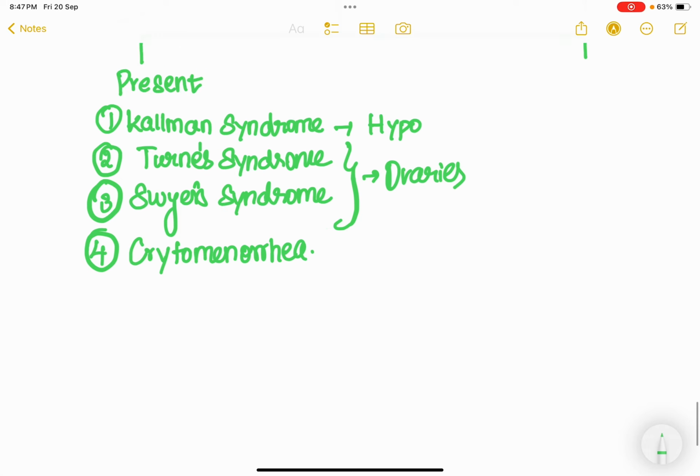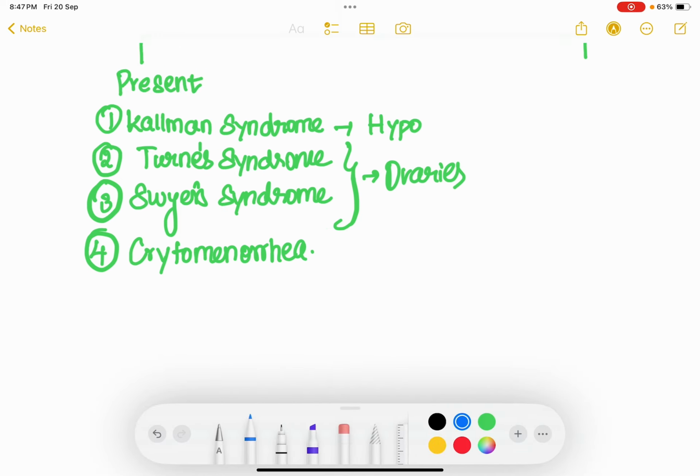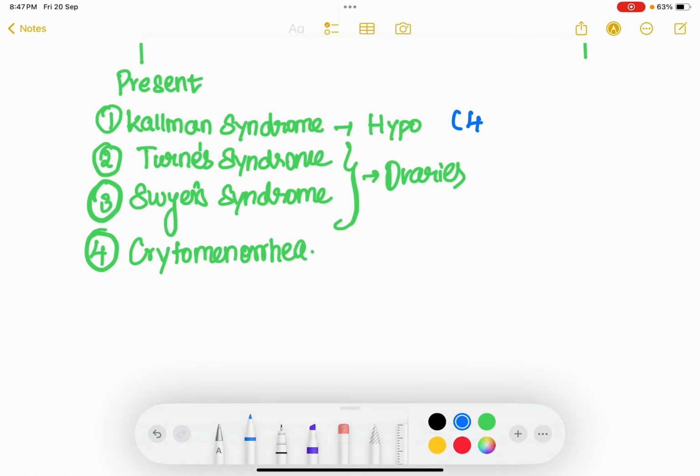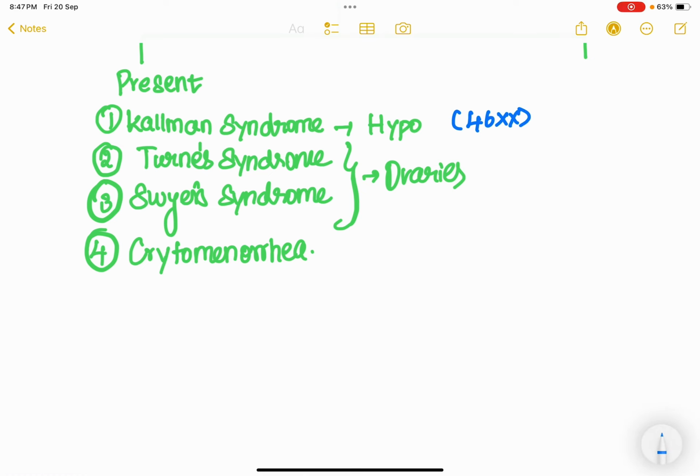Now let's go through the karyotype of each and every condition. In Kallmann syndrome, as we have discussed, the karyotype is 46XX. The patient is a female, but the problem is with the hypothalamus, right? Turner's is 45XO, Swyer's is 46XY, and cryptomenorrhea is also 46XX because she is a female, but the problem is only with the outflow tract obstruction. Since the blood has no path to come outside, it gets collected inside the female's genitalia.